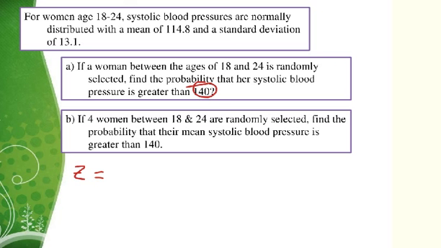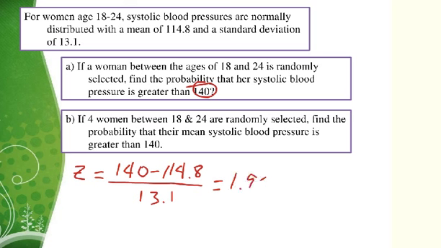So we know how to do this from a previous section. We want to take 140 minus the mean, which in this case is 114.8, and divide by 13.1. So throwing this into the calculator gives us 1.92. So that's my z-score.